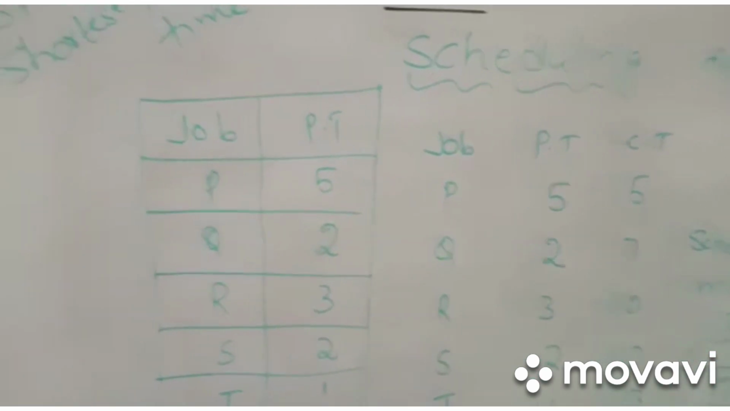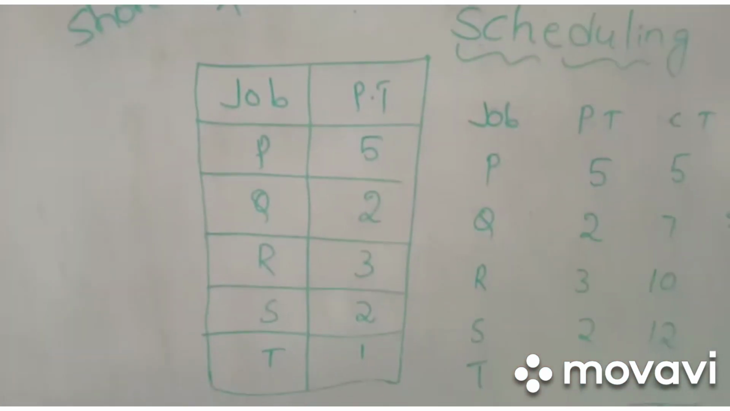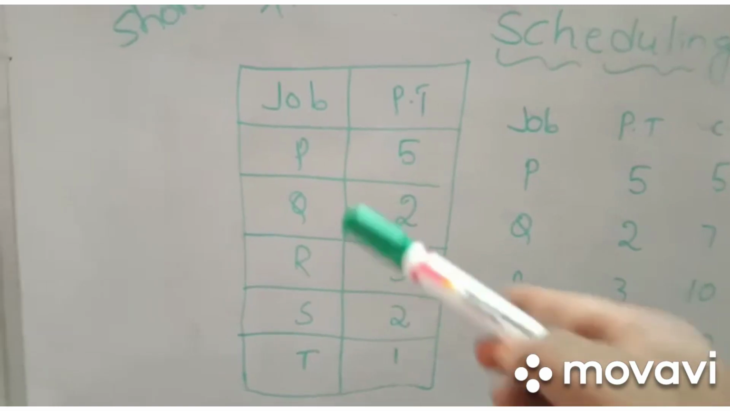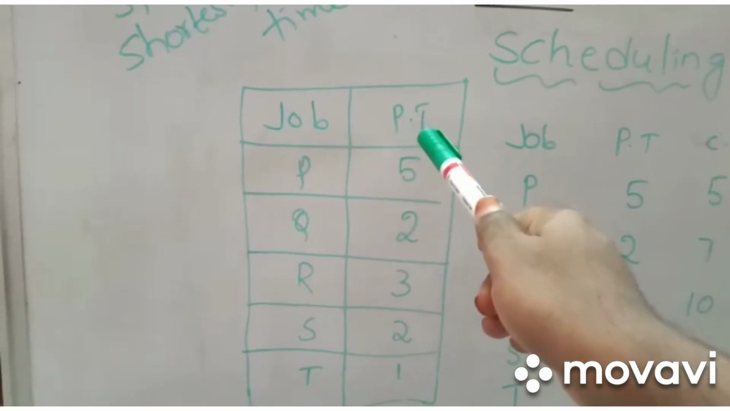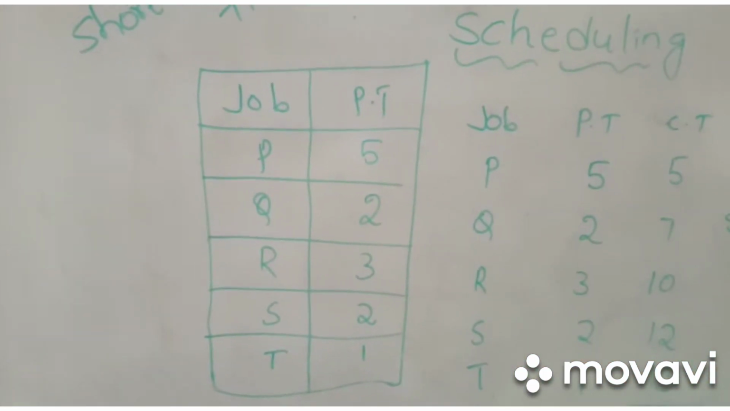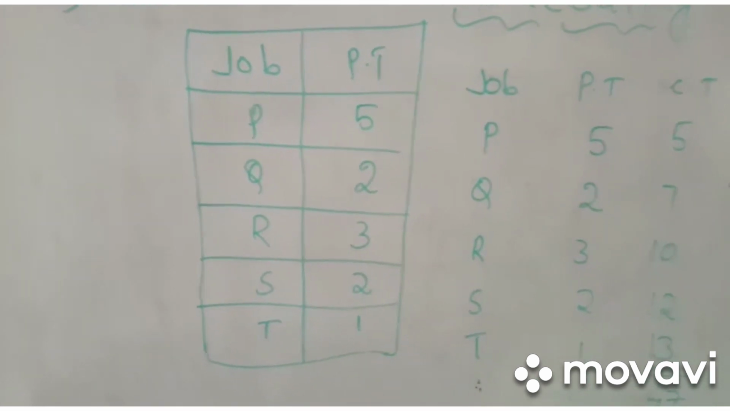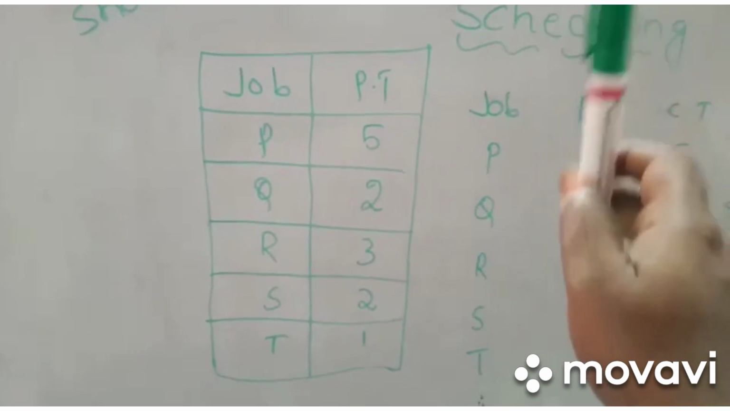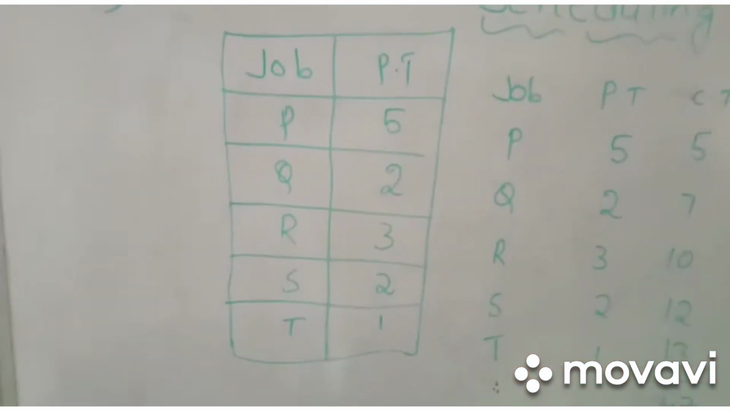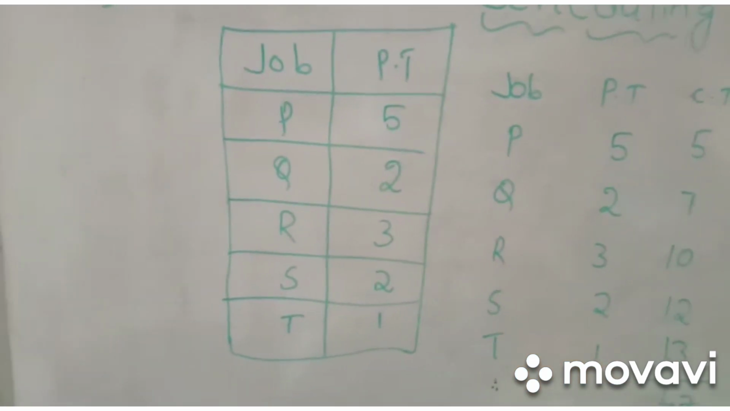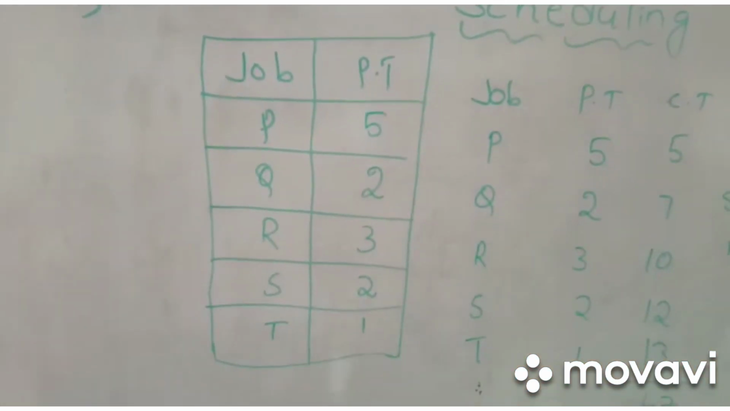that is scheduling, right? Whenever you have a scheduling problem, you have this kind of table. This table consists of job and processing time. These are the two columns that will appear in your examination. Job means the number of jobs you have. It may be 5 jobs, 6 jobs, 7 jobs, or n jobs, depending upon the type of problem. And this is the processing time.